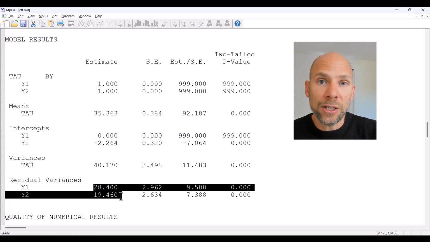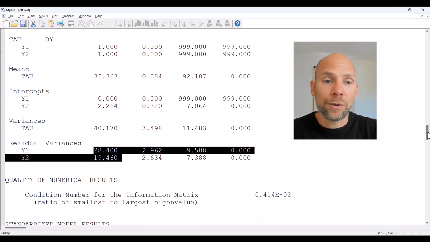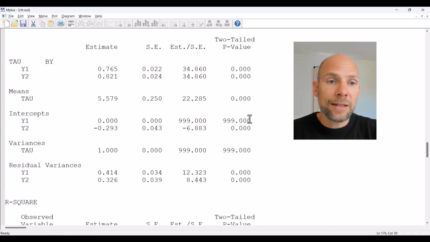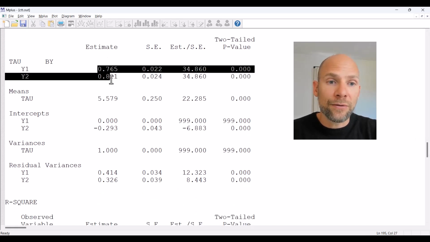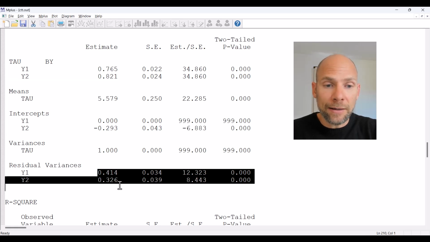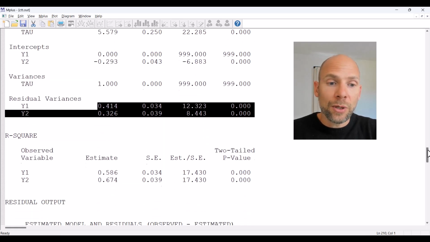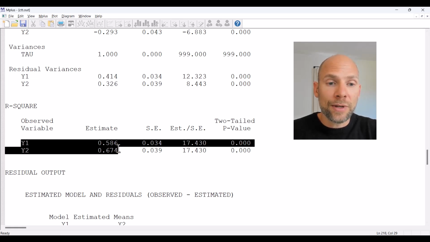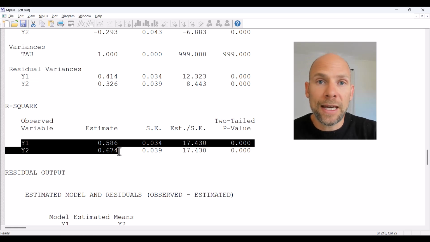So under essential tau equivalence, the variables can have different reliabilities, and that may be useful because perhaps you may not be willing to assume that the tests have equal reliabilities. Let's go down to the standardized solution, and you can see that now the standardized loadings also differ as a result of having unequal error variances, and the residual variances differ again, obviously. And then down below you find R squared, which again can be interpreted as reliability. So now the reliabilities of the 2 variables can differ.